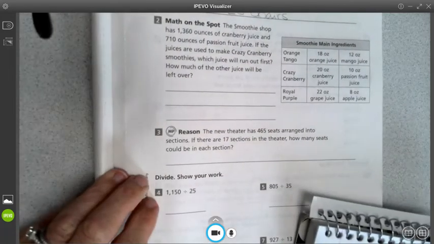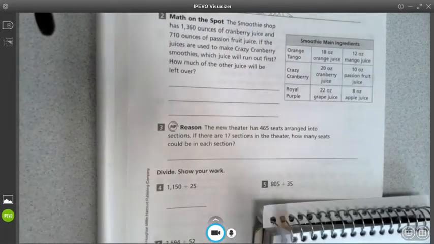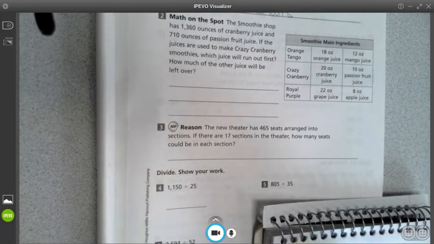Slide my book a little bit. All right, this situation says, the new theater has 465 seats arranged into sections. If there are 17 sections in the theater, how many seats could be in each section? So there's more than one possible solution here. We're going to apply what we know about division and get a number of the seats.